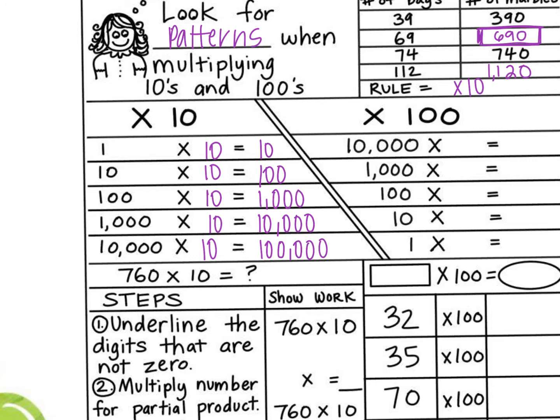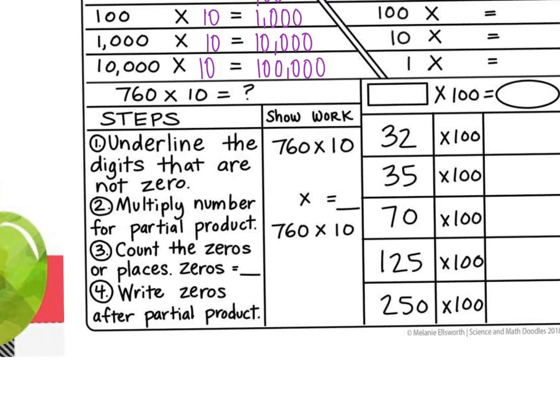Okay, well, what about 760 times 10? Okay, let's look at that below. It says underline the digits that are not 0. So we have 76. Those are my digits that are not 0. I also have 1 that is not 0.